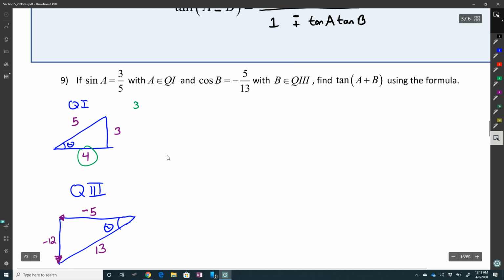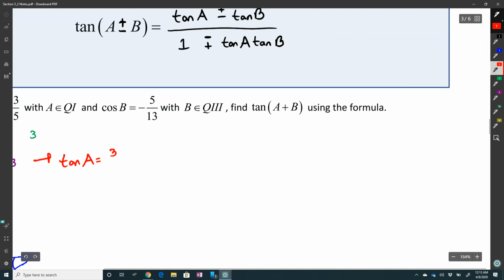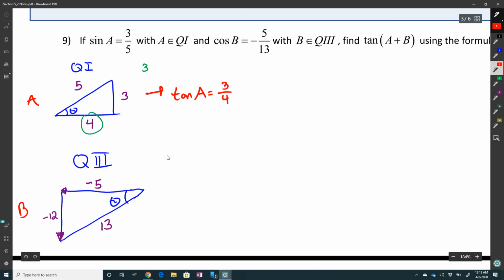And again, with the triangles, I can easily figure out the tangent. This is for A, and this is for B. So tangent of A is opposite over adjacent. So 3/4. Tangent of B is opposite over adjacent, so negative 12/13. And so if you draw your triangle properly in the right quadrant, then you'll be sure to have your positives and negatives correct. But anyway, so now that I have tangent A and B, I just use the formula.